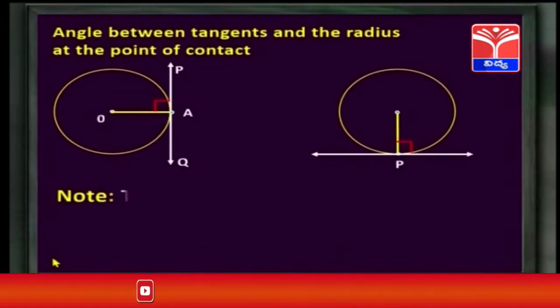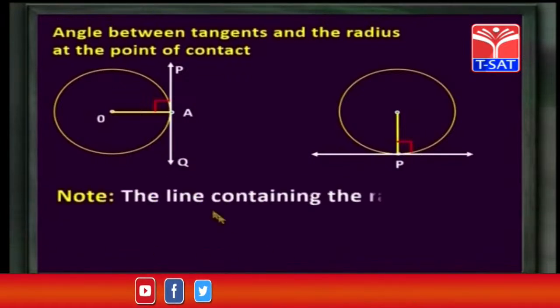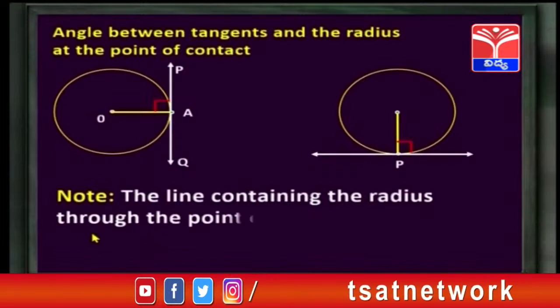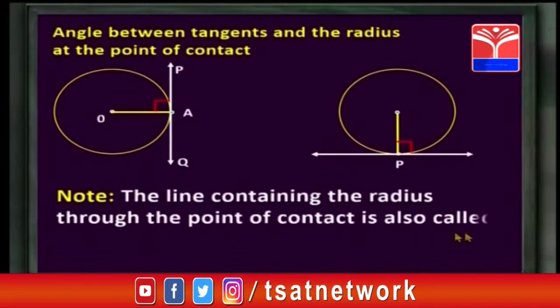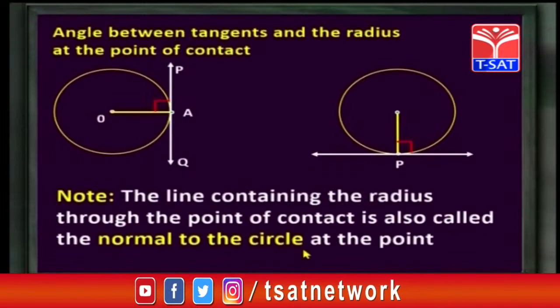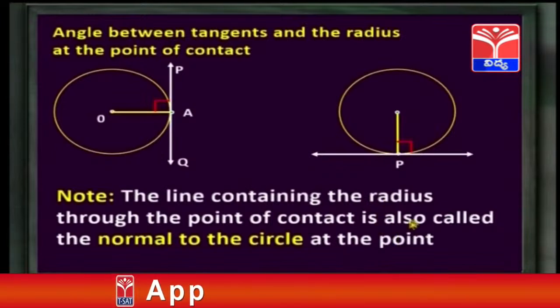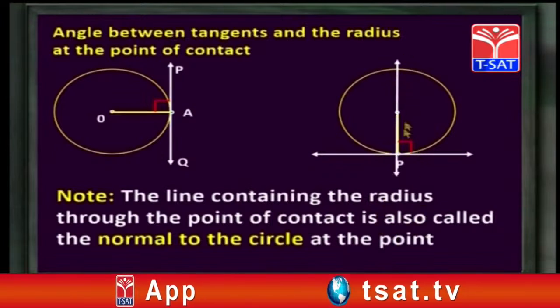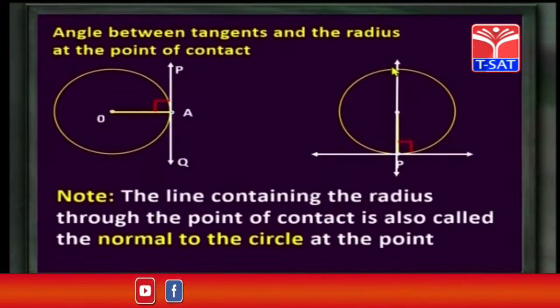We can say one note here: the line containing the radius through the point of contact is also called the normal to the circle at the point of contact. If you observe this, this is the line which is perpendicular to the tangent. The line which is perpendicular to the tangent is called the normal to the circle.